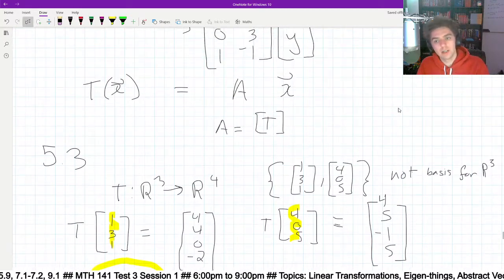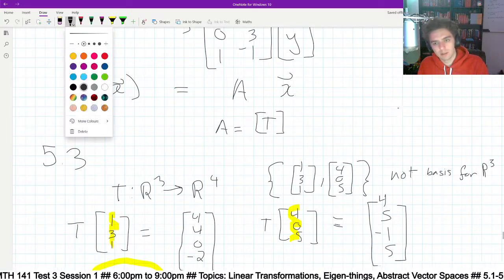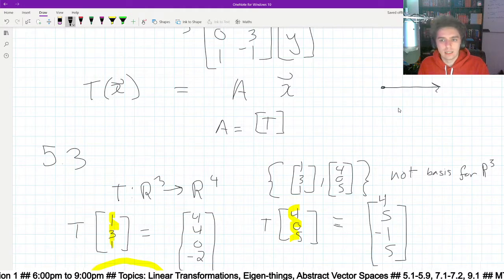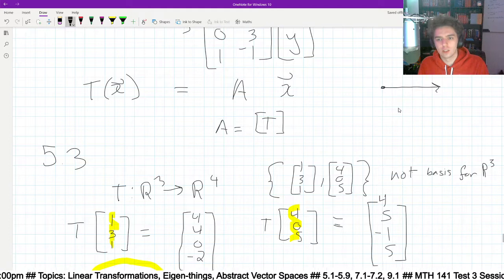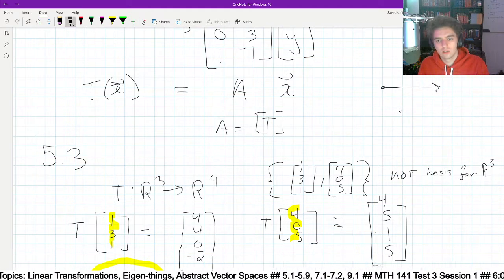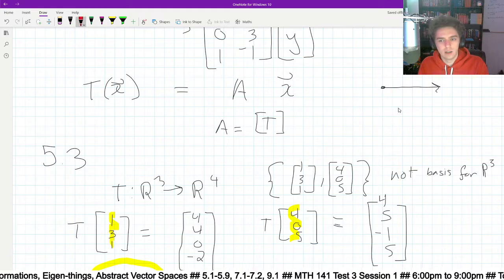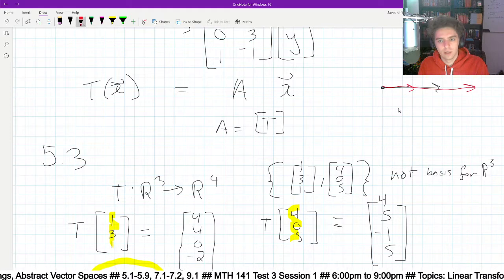Well, let's take it to R2. I'm in R2. I have a flat plane, and I have one basis vector. Is the span of this vector all of R2? The span of this one vector, as in all the linear combinations of this vector, well, they just form a line.